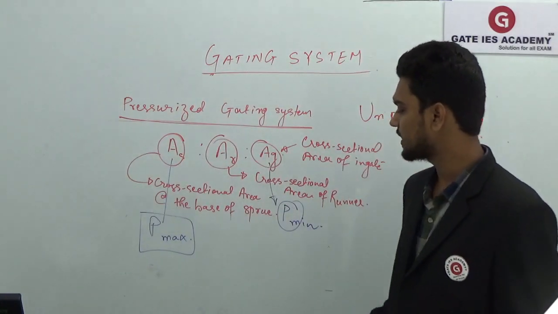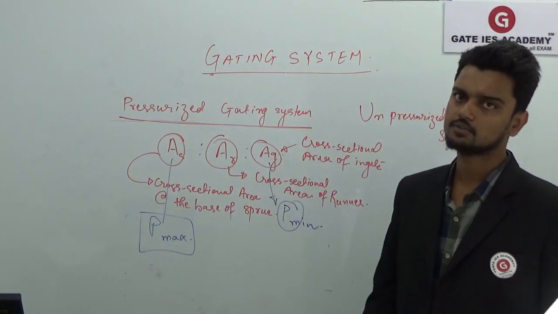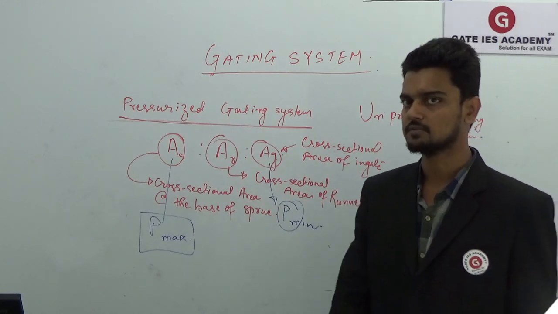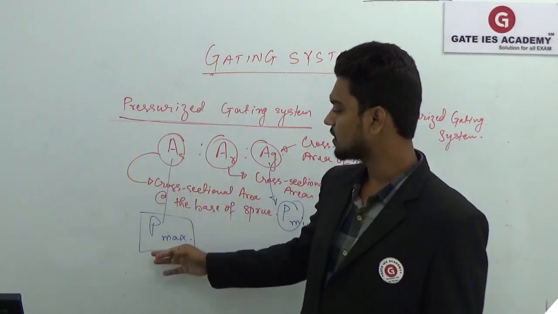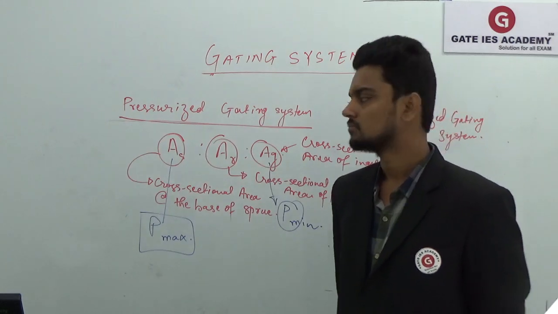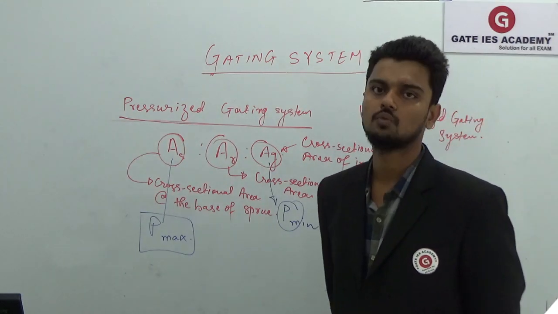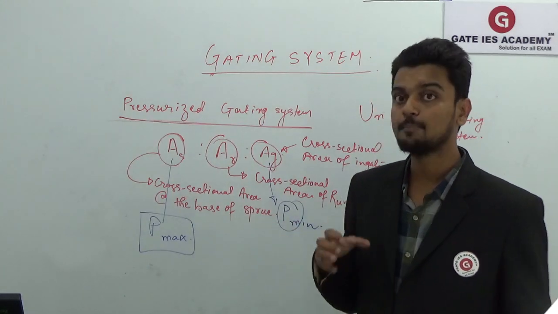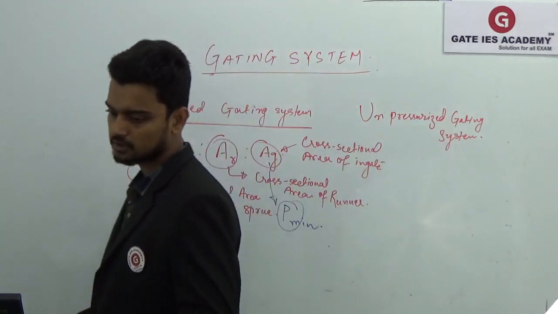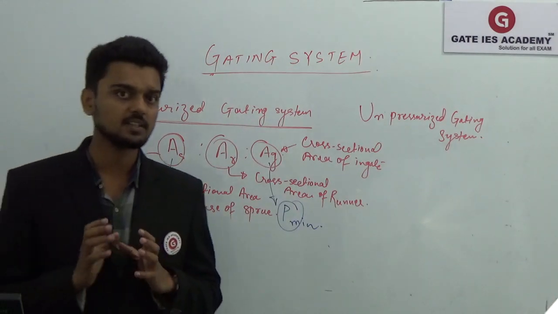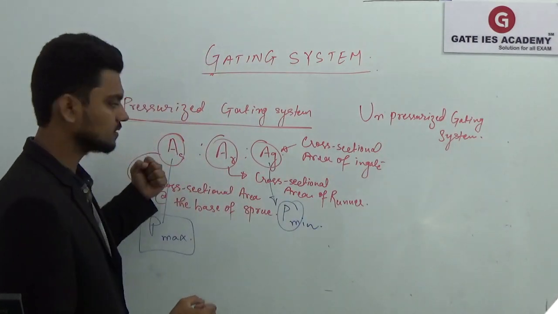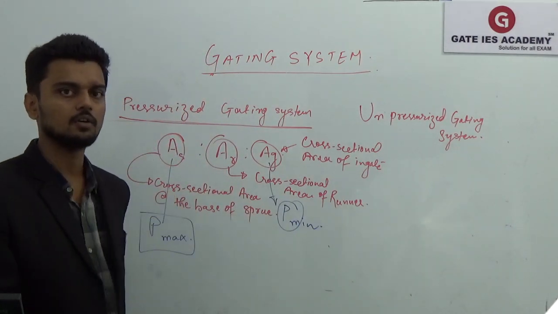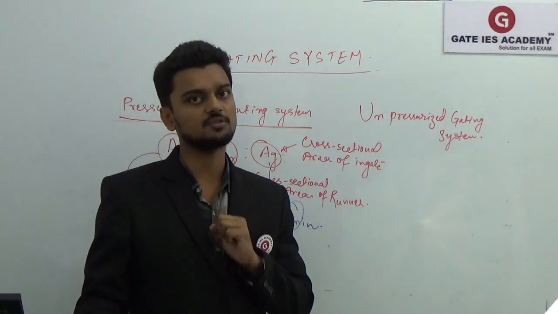Because the smallest cross-section area is at the ingate, at that point we will have the minimum pressure, right? And we will have the maximum pressure at the base of your sprue. It means obviously we are talking about the back pressure. Okay, so back pressure is maintained in your gating system.